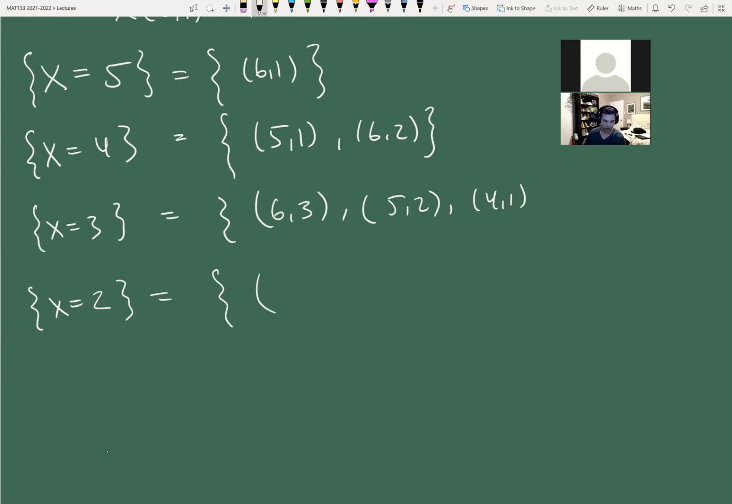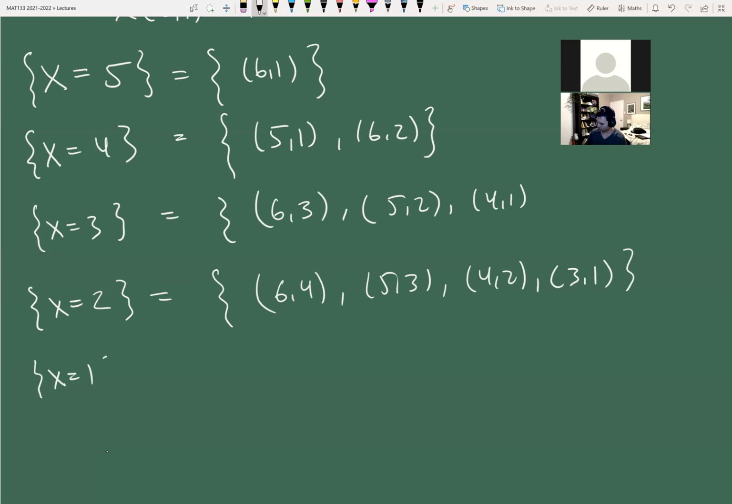There's only one way of winning $5. There are 2 ways of winning $4. There are 3 ways of winning $3. If you had to guess how many ways there are to win $2, how many would you guess? Right, now, is that actually true though? Let's double check it. So 6,4, 5,3, yeah, that's true, right? 4,2, 3,1.